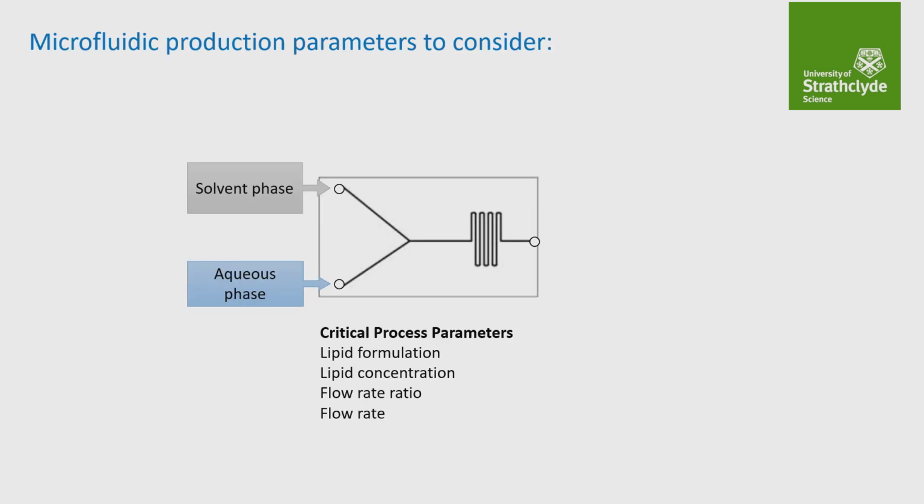So when we look at microfluidics, we've obviously various parameters. We've got the ratio we mix the solvent to the aqueous phase, so that's the flow rate ratio we would refer to that as. And then we've got how quickly we run the system. So the current NanoAssemblr can run up to 20 mils per minute, but obviously the larger systems run faster.